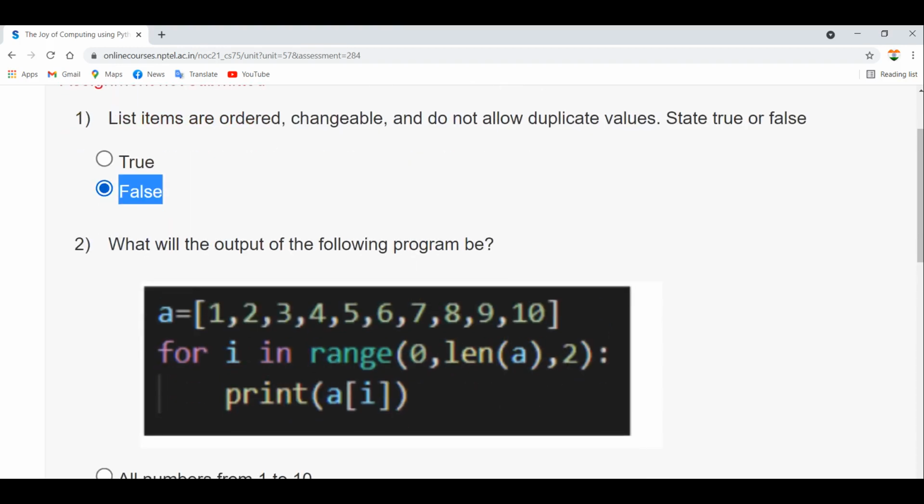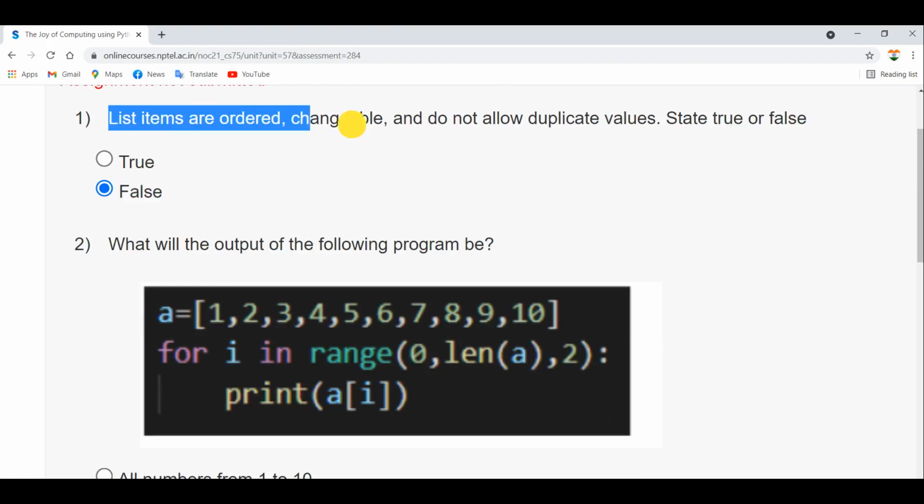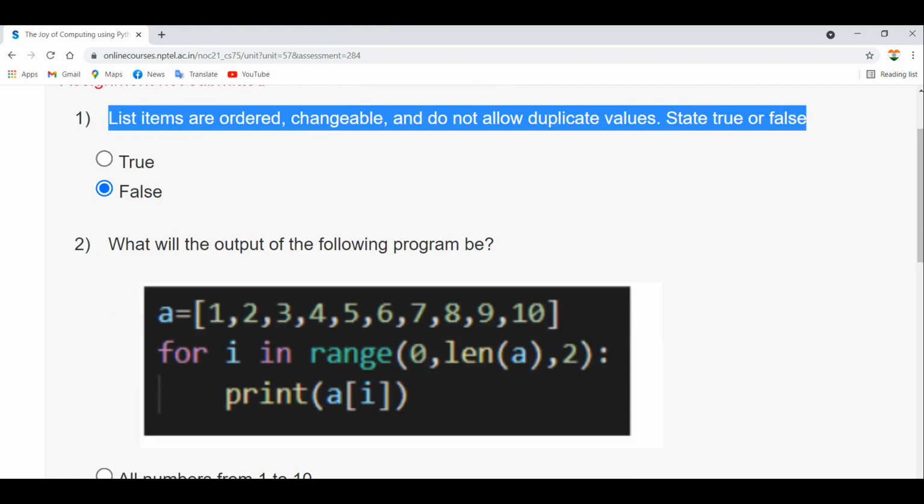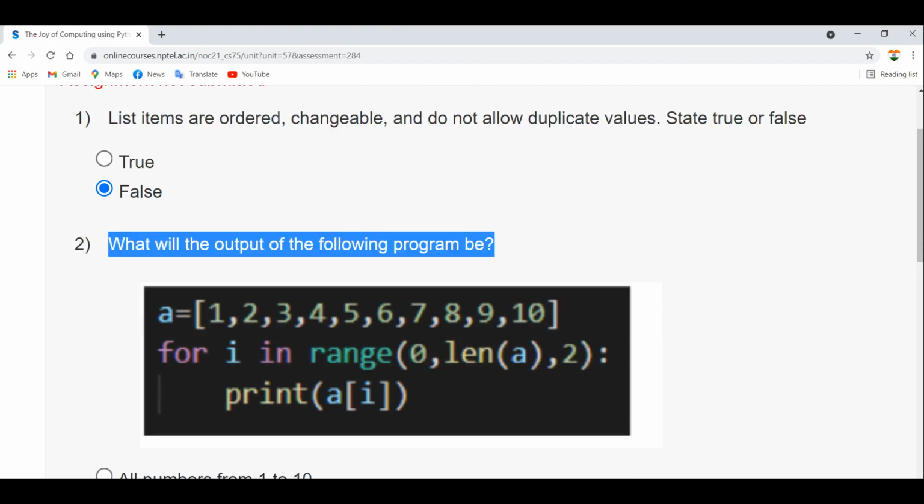Question number 1 is false. Do it fast. Next, question number 2.